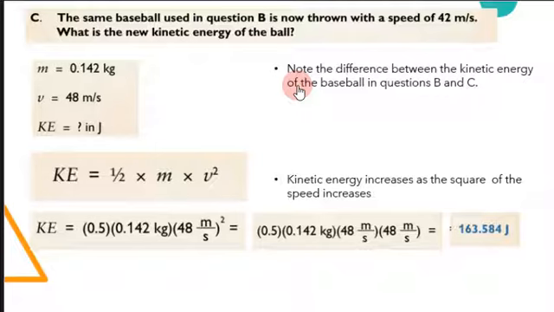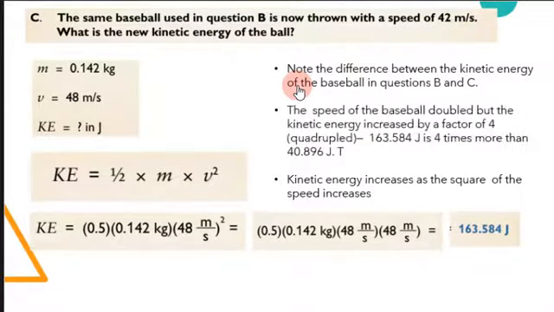Note the difference between the kinetic energy of the baseball in questions B and C. The speed of the baseball is doubled, but the kinetic energy, 125.244, increased by a factor of 4. Because 163 point whatever is 4 times more than 40 point whatever.